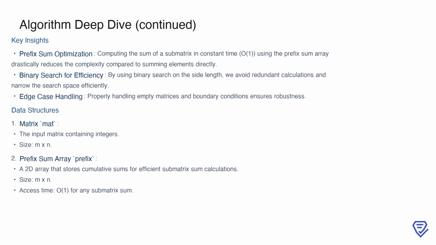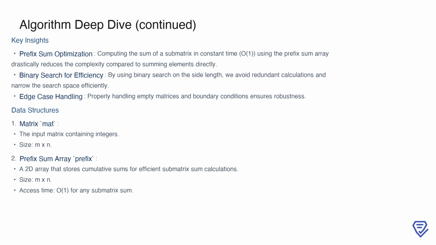There are several key insights that make this algorithm efficient. First, the use of a prefix sum array allows us to compute the sum of any submatrix in constant time, which significantly reduces the computational cost compared to summing elements directly. Second, binary search on the side length narrows down the search space, avoiding redundant calculations and making the approach scalable to larger matrices. Lastly, proper handling of edge cases, such as empty matrices or boundary conditions, ensures the algorithm is robust and can handle all inputs gracefully.